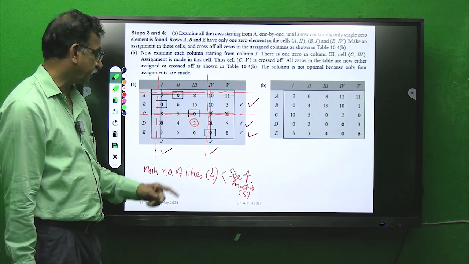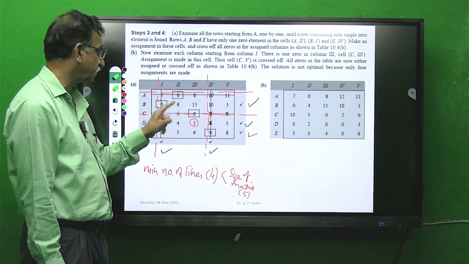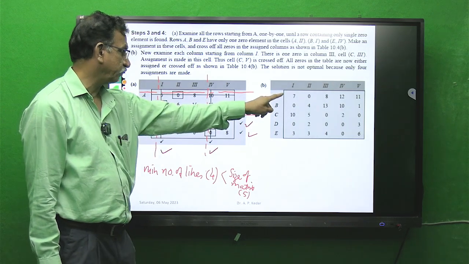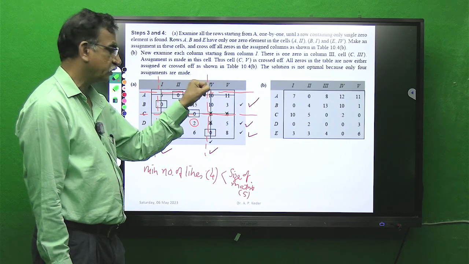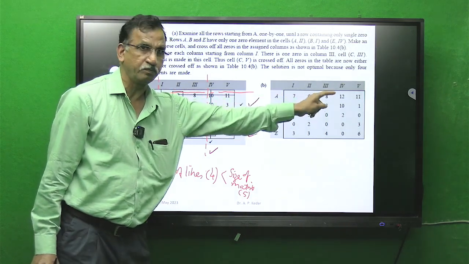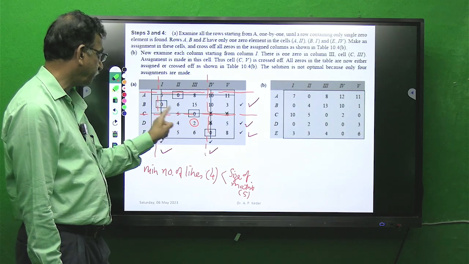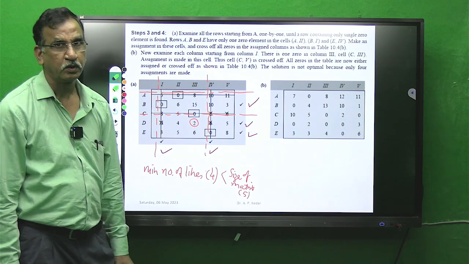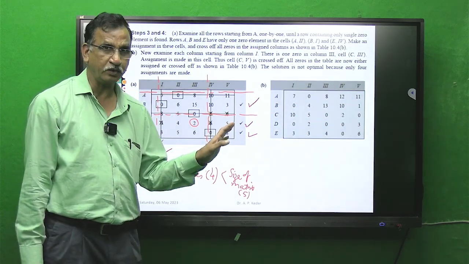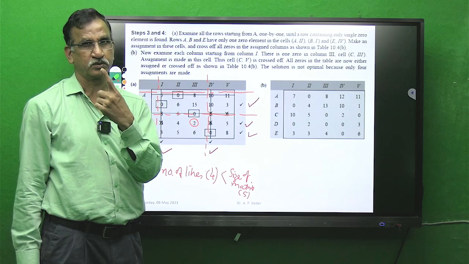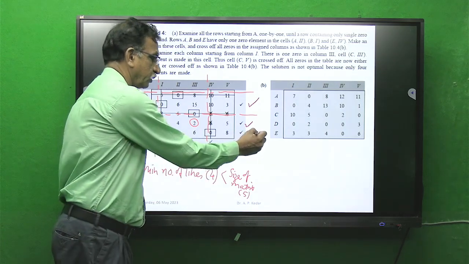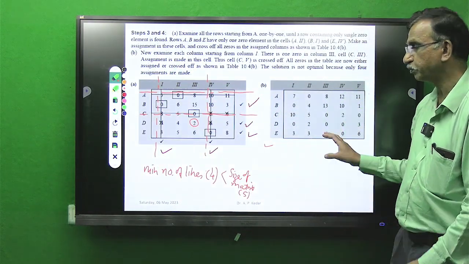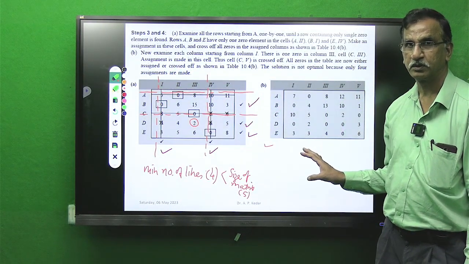First step. Second step, add this minimum value where there is an intersection of 2 lines. So earlier the value was 5. 5 plus 2, 7. This was 10. Intersection of 2 lines. 10 plus 2, 12. Here it is 8. 8 plus 2, 10. Here it is 0. 0 plus 2, 2. And keep the rest of the values, through which a line passes once, a single time, the same. So you get this matrix. Improved matrix. This is the improved matrix. We have seen this.